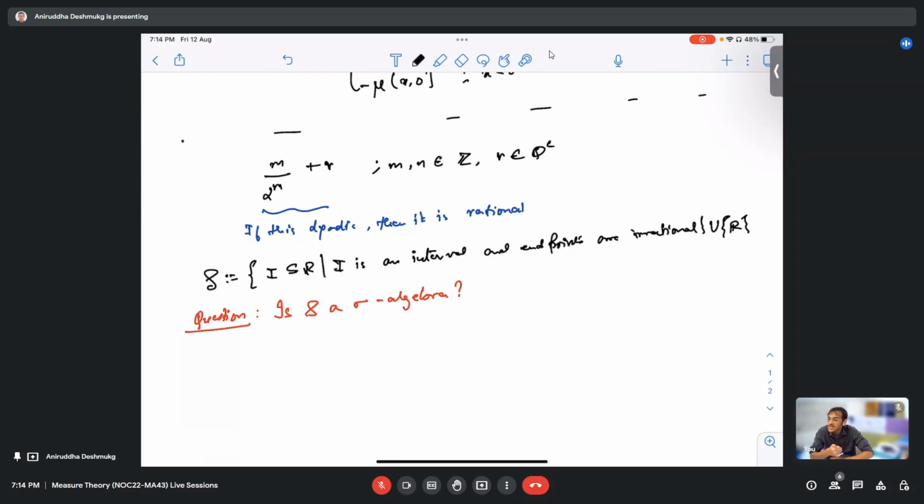But for a sigma algebra, what do we require? The empty set and the whole set should be inside S. The complement of any set A should belong to the same collection. Correct. So you take an interval. What is its complement?